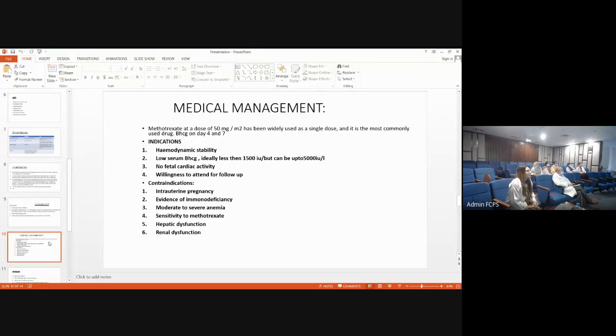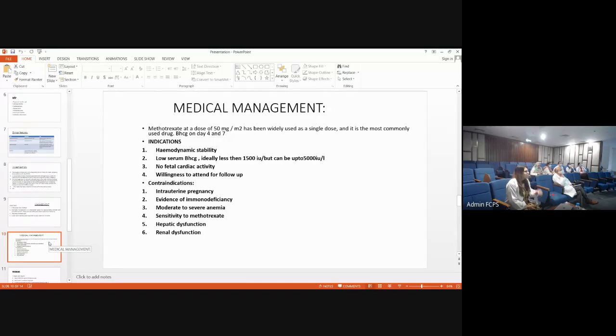Medical management. Medical management includes methotrexate at a dose of 50 milligram, which has been widely used as a single dose, and it is the most commonly used drug. We will advise beta HCG on day 4 and 7. Indications of methotrexate: when the patient is hemodynamically stable, low serum beta HCG, initially less than 1500 but can be up to 5000, no fetal cardiac activity, and willingness to attend for follow-up.